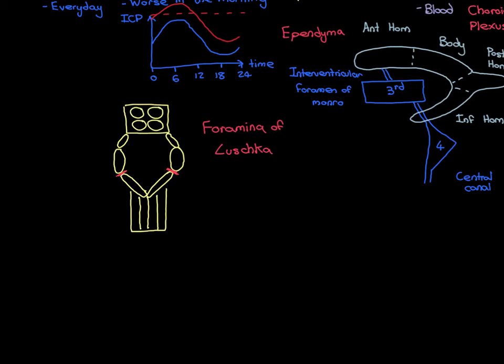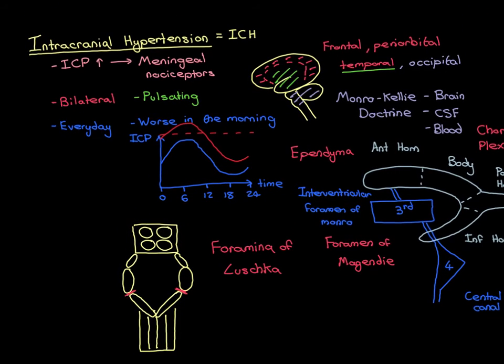Now there's another hole that we need to discuss that connects the fourth ventricle to the subarachnoid space, which is called the foramen of Magendie, and there's only one of these. So the foramen of Magendie is the next one we need to discuss, and this is right in the midline, and this is actually going to go into the cisterna magna. Now, do you remember me telling you about the cisterna magna? Come back up to this picture.